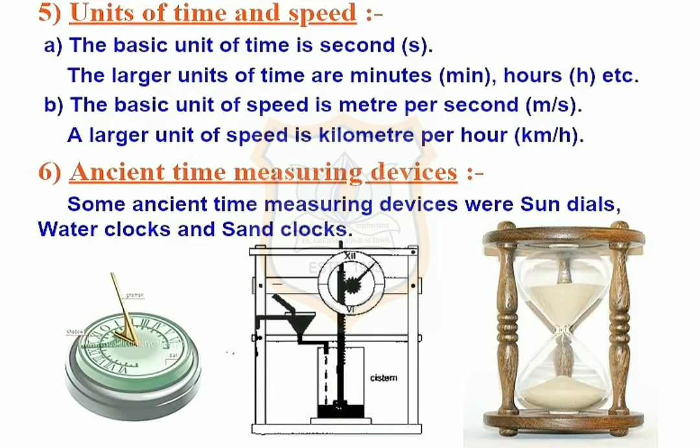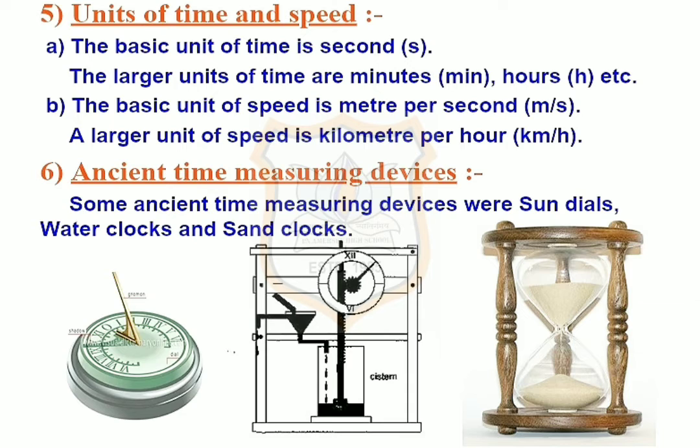The units of time and speed. The basic unit of time is a second. Its symbol is s. Larger units of time are minutes and hours. You already know how these units are related to one another.